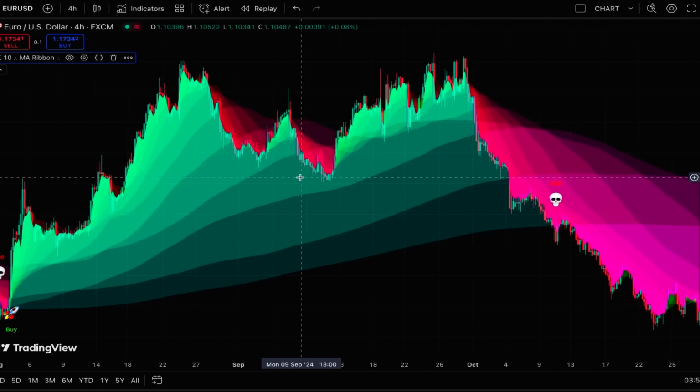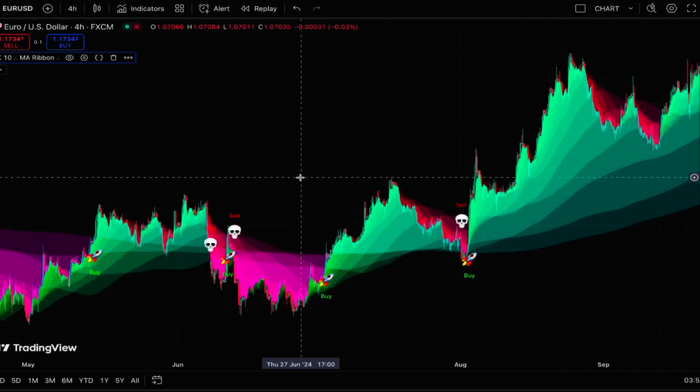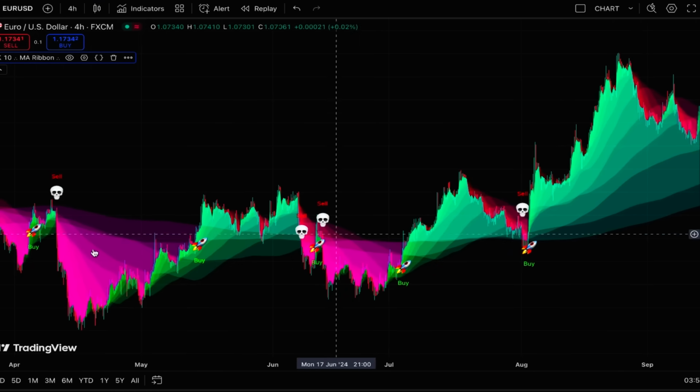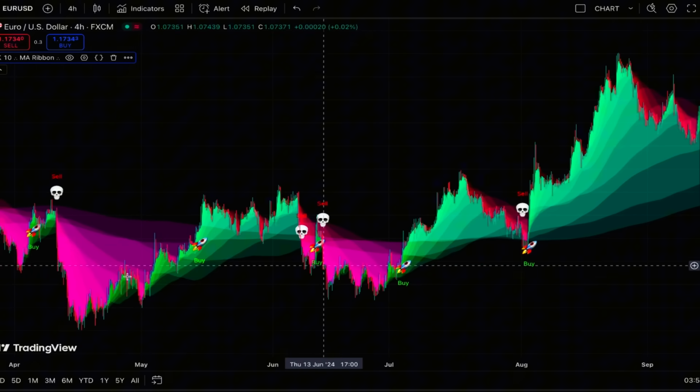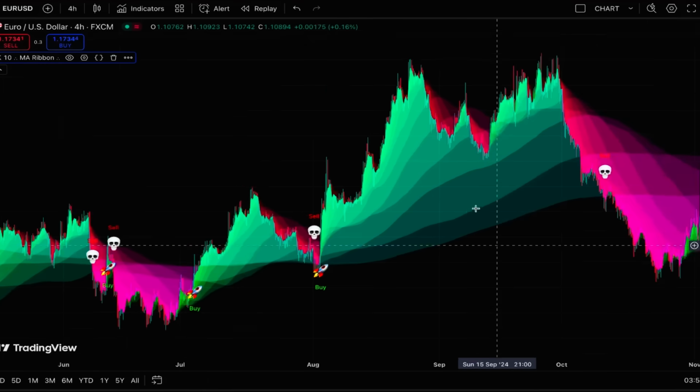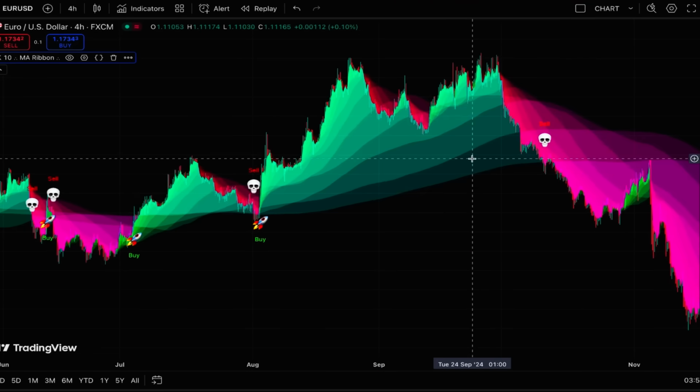Here, I should mention an important point regarding these signals, because not all of them are correct signals. Better not to focus on these signals as trade entry, because in times that the price is in a trading range, like here in this part of the chart, you can have many false signals. You should focus on this indicator for trend identification.